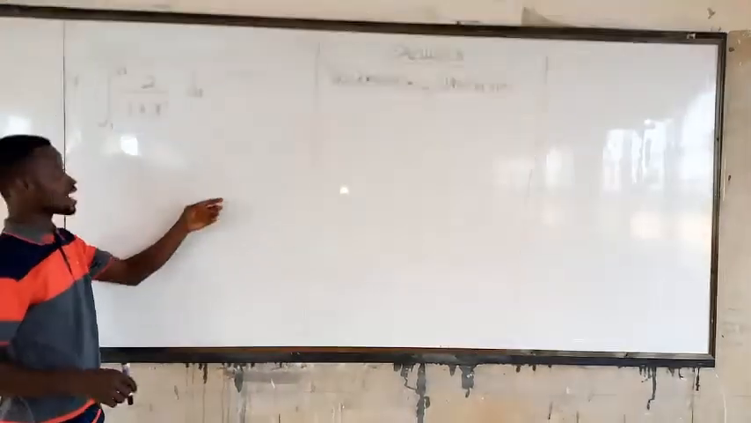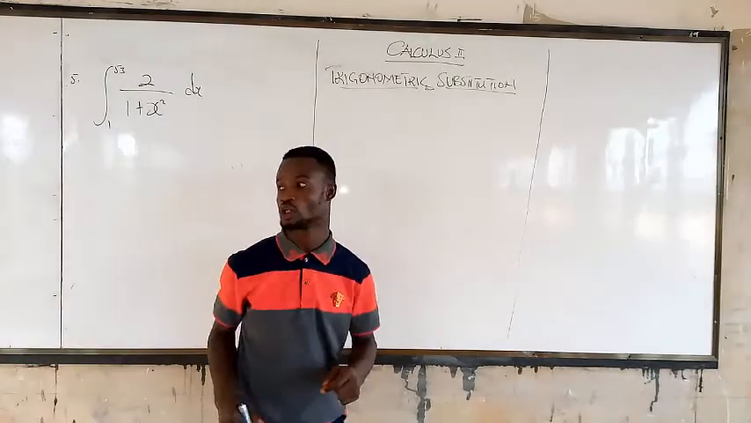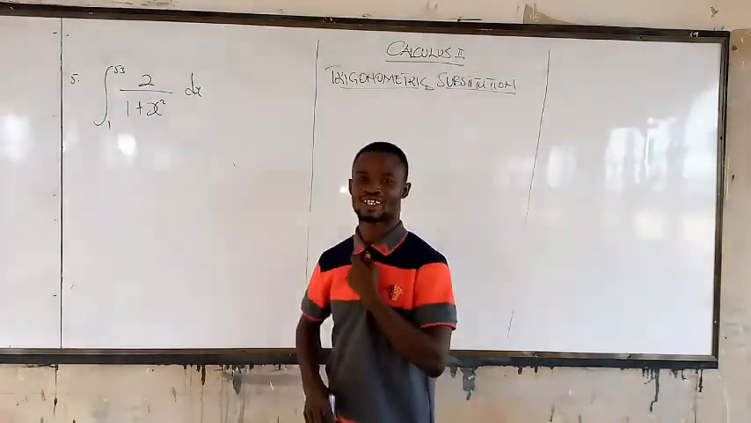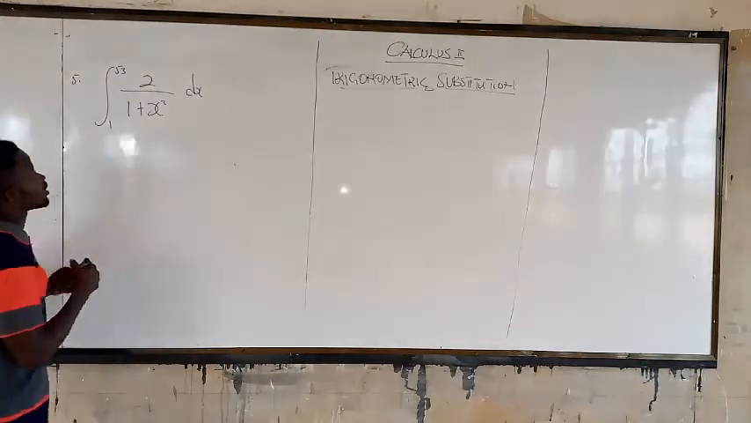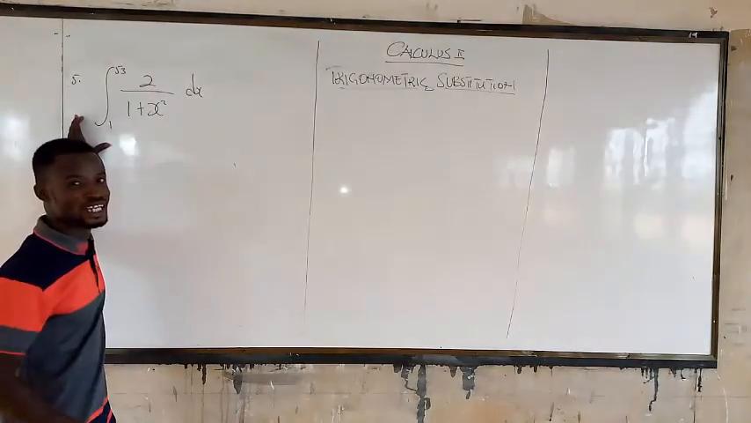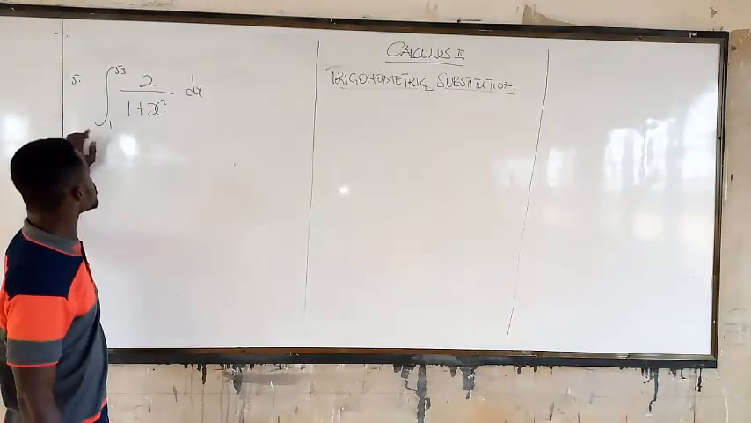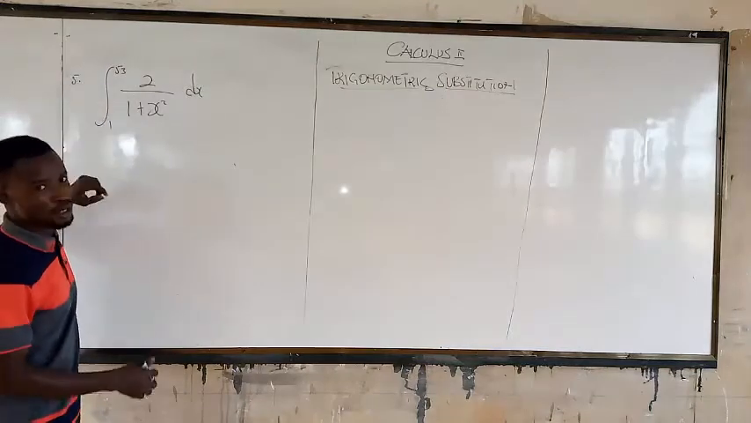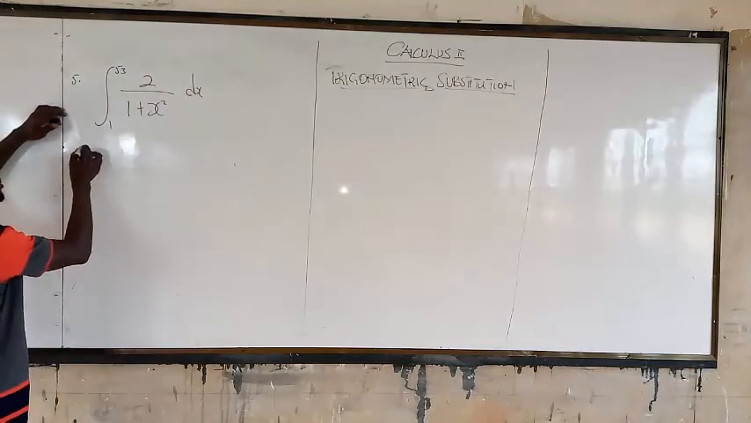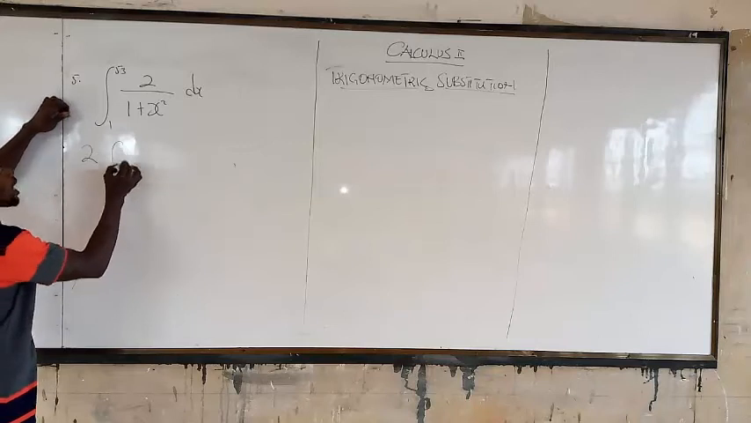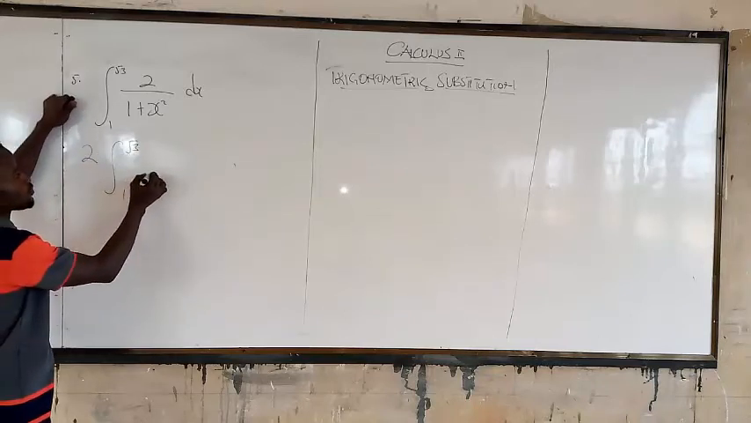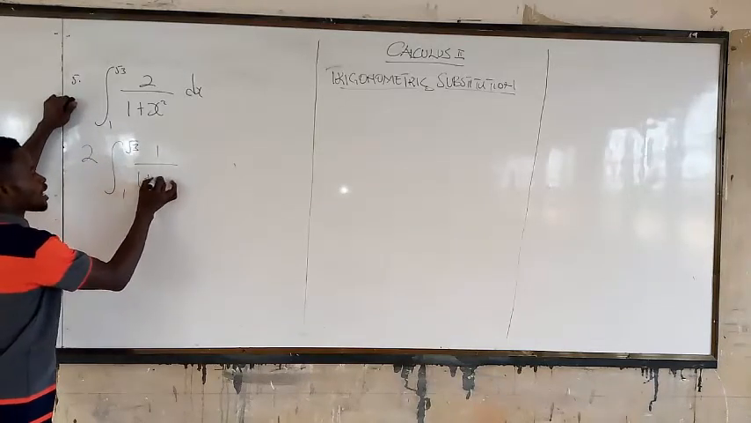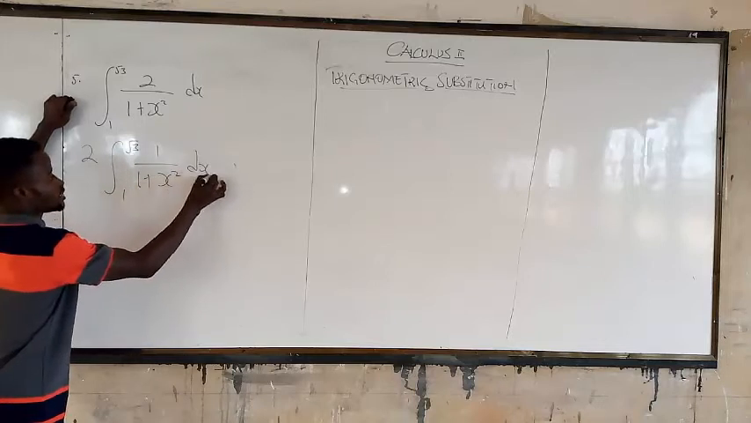Alright, let's look at our fifth example. Okay, so let's move on. Our fifth example is involving what? A definite integral, because we have the lower bound and the upper bound here. Now straight away, we know this is going to be 2, 1 here is going to be square root of 3, 1/1 plus x squared dx.